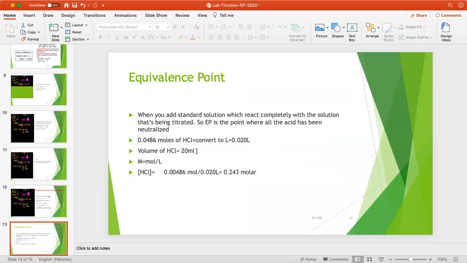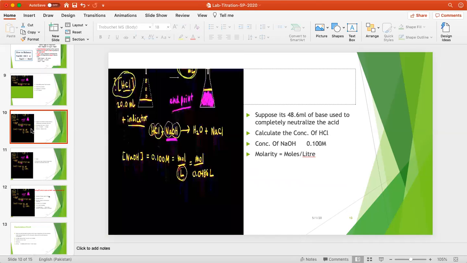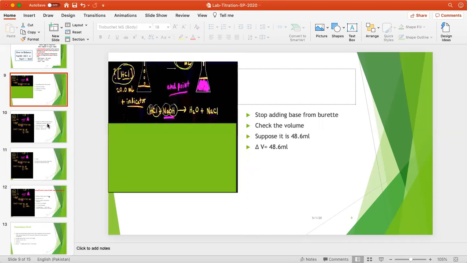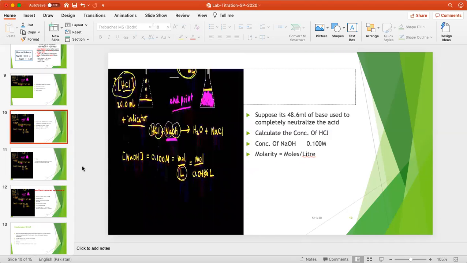Now मैं इसको दोबारा से एक्सप्लेन करती हूँ so that you can understand. आपको पता है कि our goal is to figure out how many moles of base that we use to neutralize the acid that was present. तो सबसे पहले हमने क्या करना है कि the volume of base used, I'll go back to the slide where I am calculating this. This.